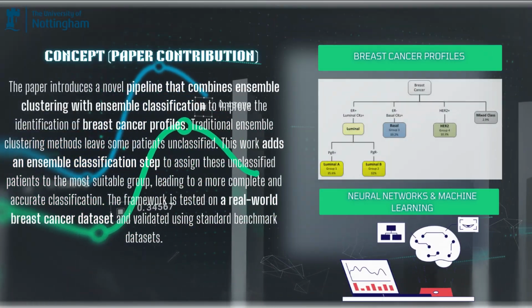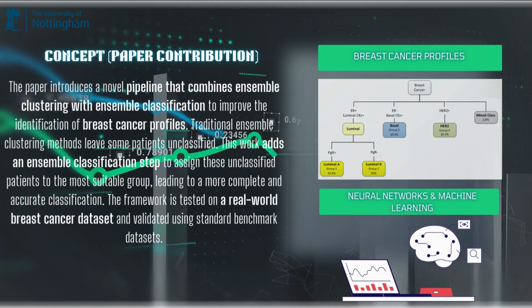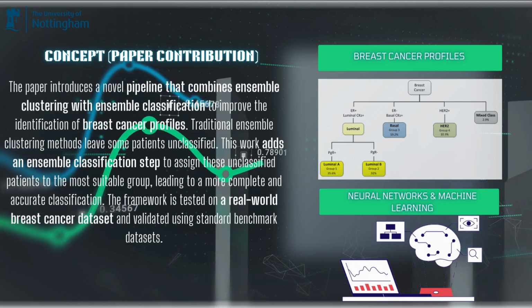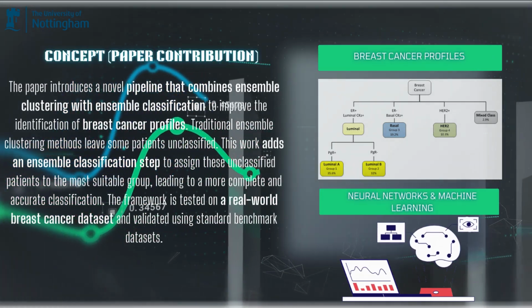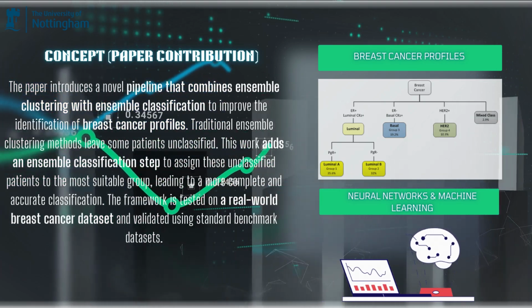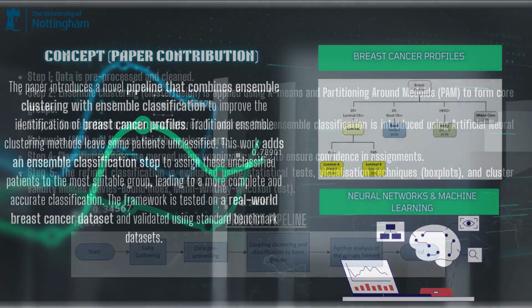Traditional ensemble clustering methods leave some patients unclassified, which limits their usefulness in clinical decision-making. This research solves that problem by adding an ensemble classification step, ensuring more patients are assigned to meaningful groups. The approach was tested on real-world breast cancer data and validated with standard machine learning datasets.